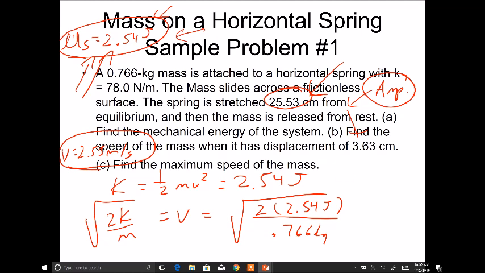And we end up with a maximum speed of 2.58 meters per second. Now, that's not much higher than we got in part B, because in part B, the object was already pretty near the equilibrium position. So again, that's an example problem for a mass on a horizontal spring.